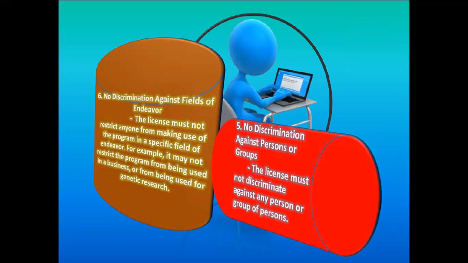Okay. So number six, no discrimination against field of endeavor. The license must not restrict anyone from making use of the program in a specific field or endeavor. Example, it may not restrict the program from being used in a business or being used in genetic research. So the software must not be limited in the field. So for example, if a software can be used in business, it must be that it can also be used for research, nursing, medical, engineering, so things like that.